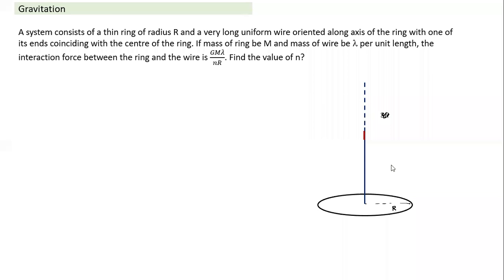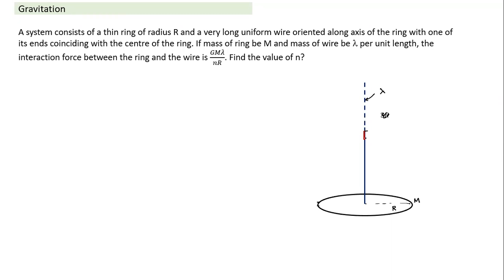If the mass of the ring is m, so this has a mass m, and the mass of the wire, since it's an infinite wire, we cannot give the total mass. It is lambda per unit length. What is the force of interaction between the ring and the wire? Okay, so that's what we need to calculate. See, again here, can I use the direct formula? No.